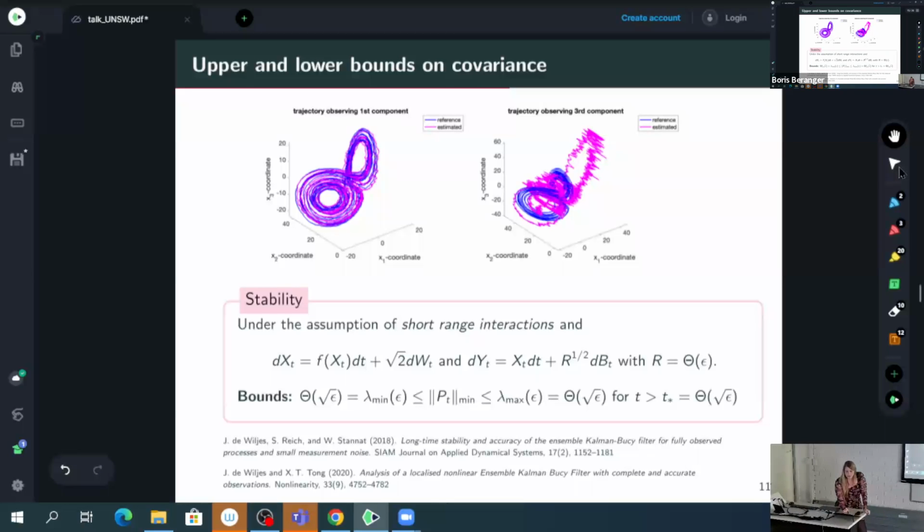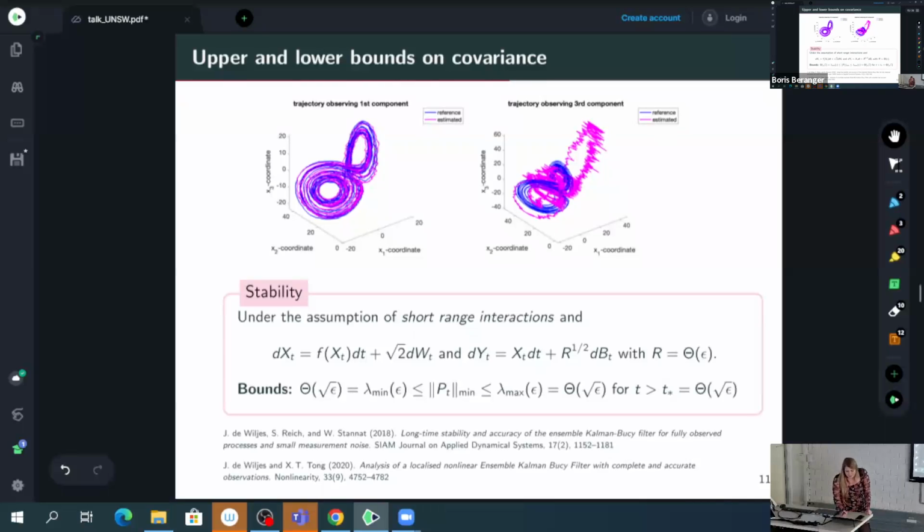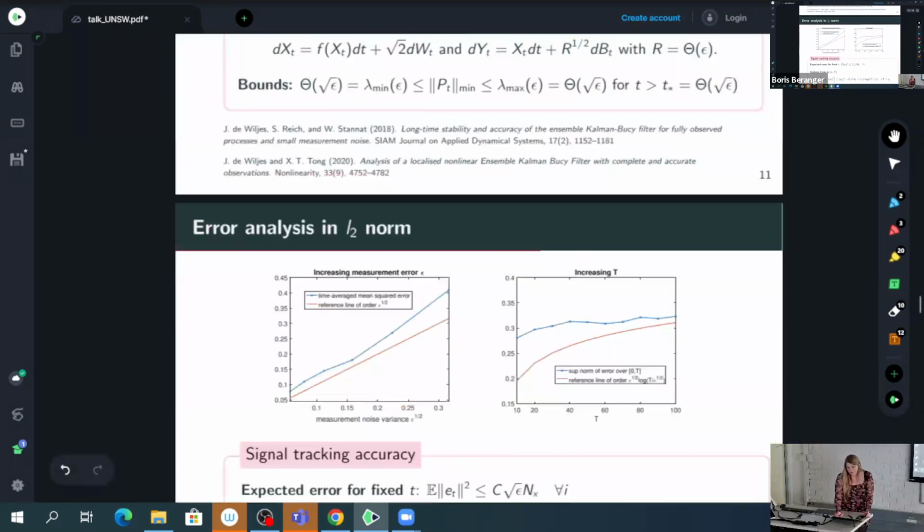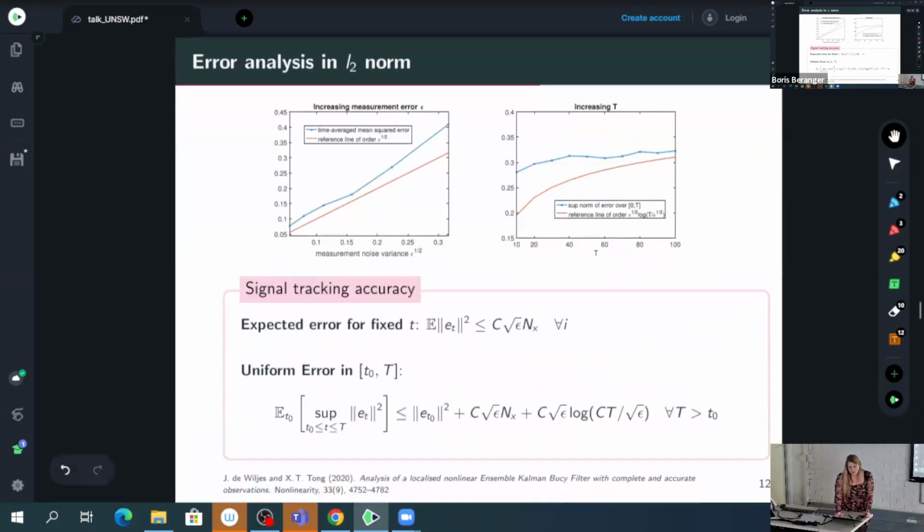And to show this, you show that there's a bound on the covariance matrix. We did derive bounds for the covariance matrix of order epsilon squared, and epsilon is the order of the observation error. And having this, one can then move on to actually look at the signal tracking error. For that, we're also able to derive bounds.